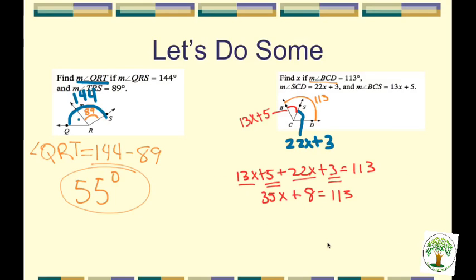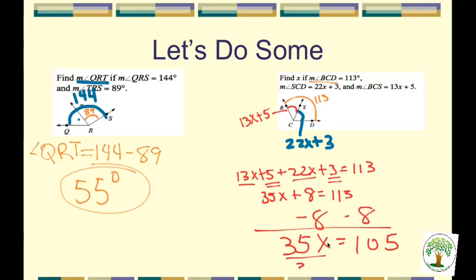All right. Now what am I going to do? Minus the 8. How much was that? 105. Okay, good. I did not memorize my 35's times tables, so I will resort to a calculator. Someone help me with that. Divide that by 35. 3. X equals 3. All right, we found it. Questions?